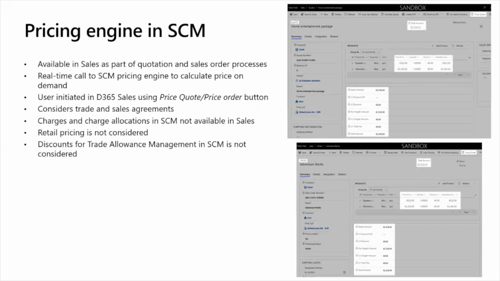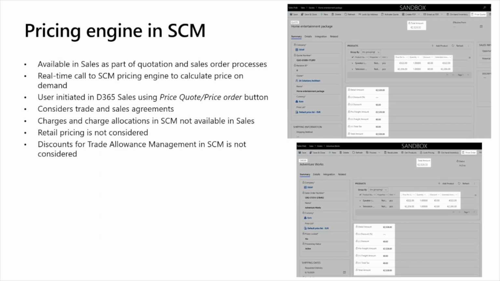The pricing engine in supply chain management. So this is a user-initiated process using the price quote and price order buttons, and you can see these in these screenshots here. When that is initiated, it makes a service call to finance and operations to get the real-time or the accurate pricing that leverages the trade and sales agreements. So supply chain management pricing comes back and populates the various information on the order or the quotation, and we'll demonstrate this as well.